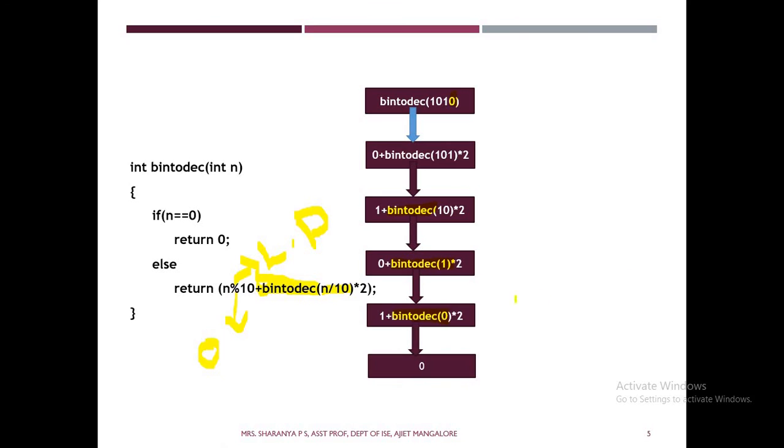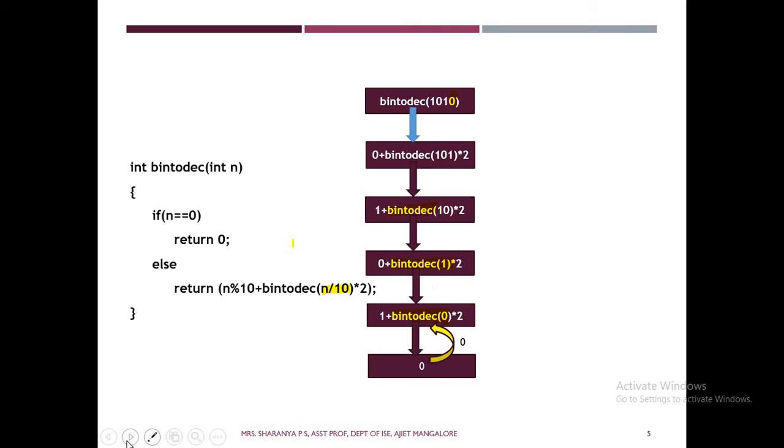Now with this, the n value is 0. n is double equal to 0? Yes, the condition is true. So it returns the value 0. Where does it return? It returns to the point from where it was called, that is, the previous function call of binary to decimal. The value 0 is returned.